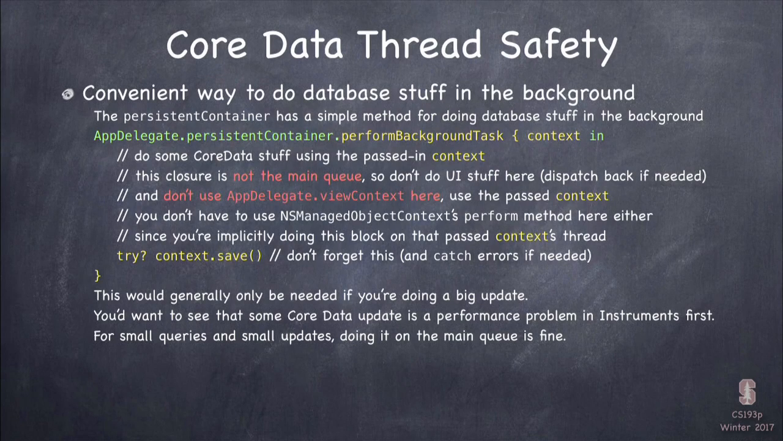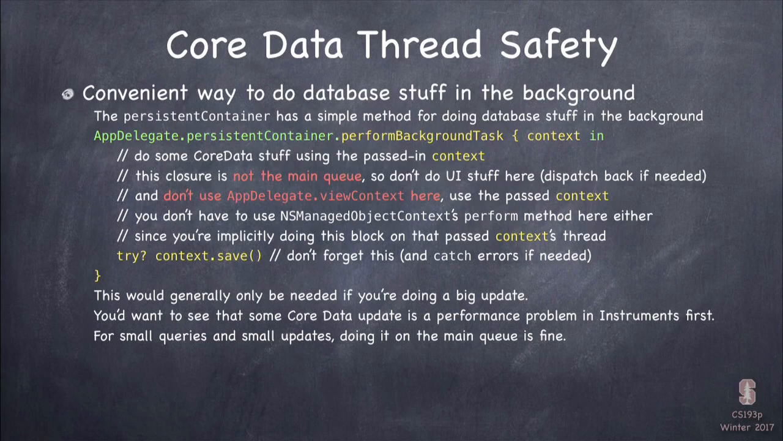Now, inside this closure, a couple of things to be really careful of. One, never use view context in here. Do you see why that would be horrendously bad to use view context inside this closure? Because this closure, by definition, is not executing on the main queue. By definition, this closure is on a separate queue, on a background queue. That's the whole point of this thing, is to put this thing on another queue. So never use view context in there. That's why it's in red.